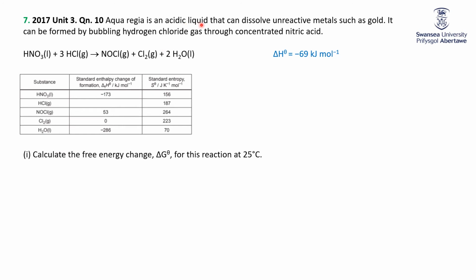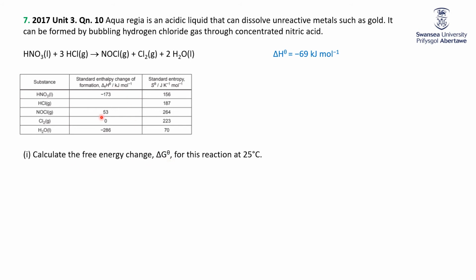Aqua regia, an acidic liquid, it's a lovely one, can dissolve unreactive metals such as gold, and can be formed by bubbling hydrogen chloride gas through concentrated nitric acid. And I tell you that delta H is minus 69 kilojoules per mole. Calculate the free energy change.